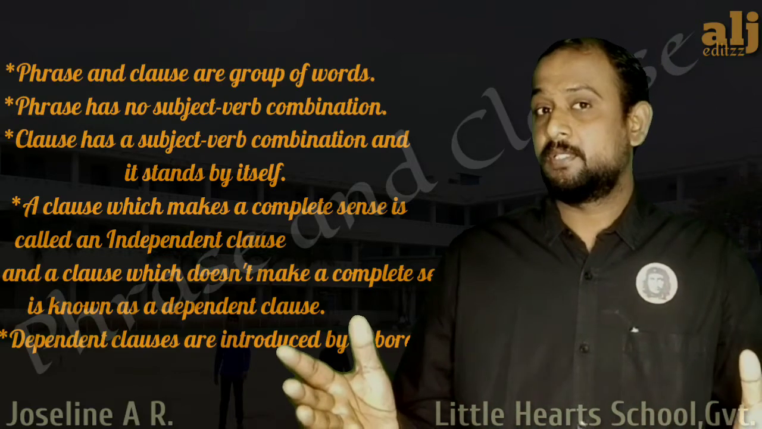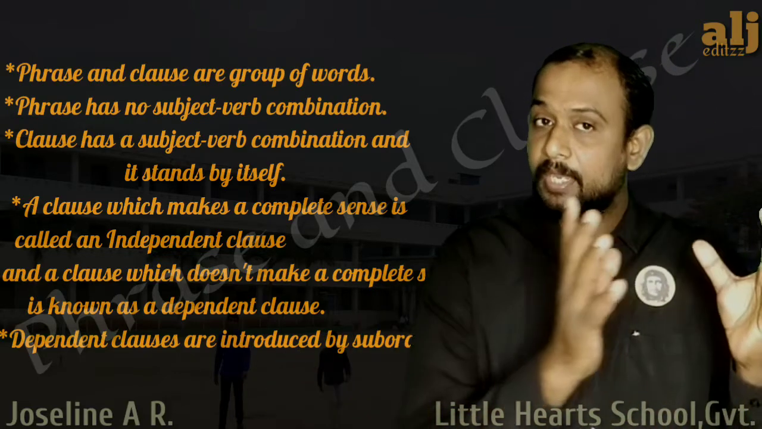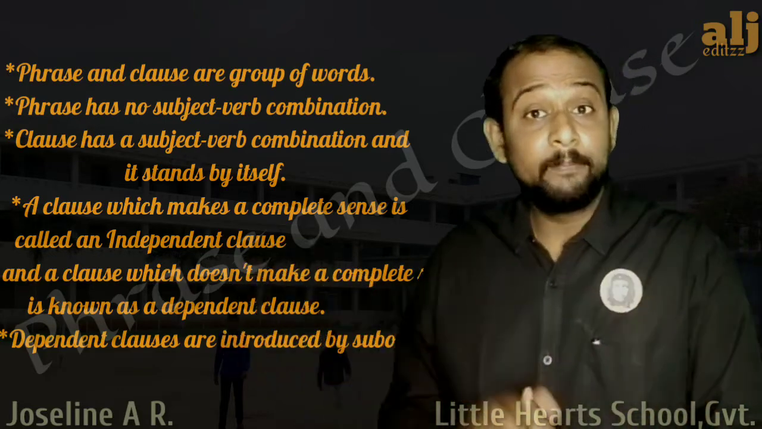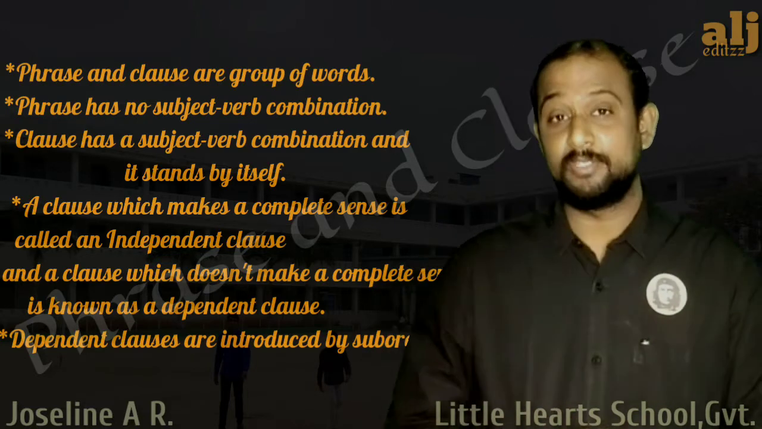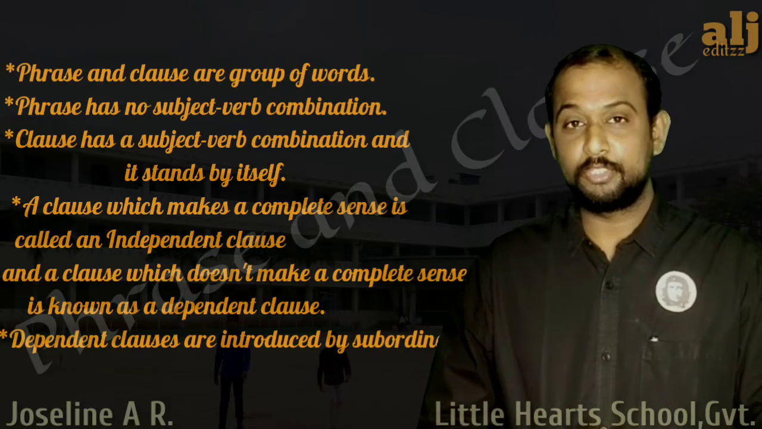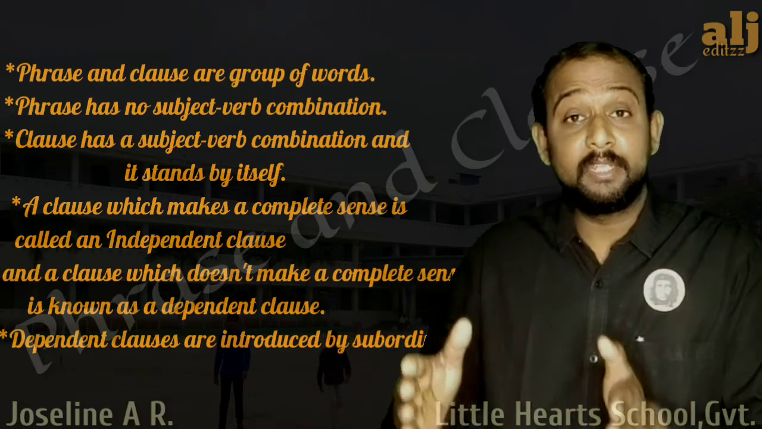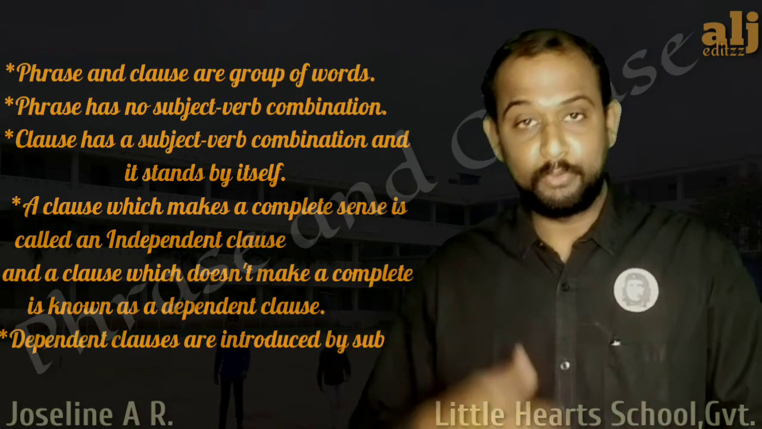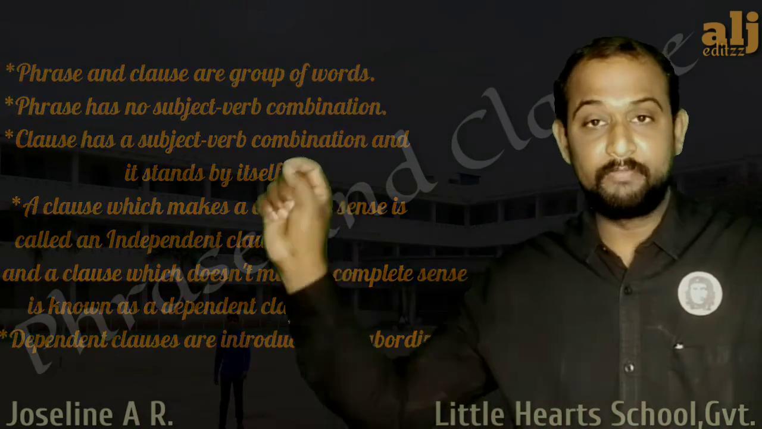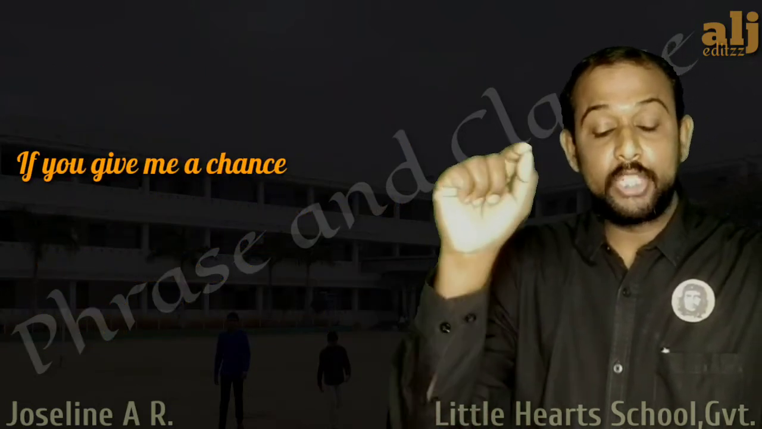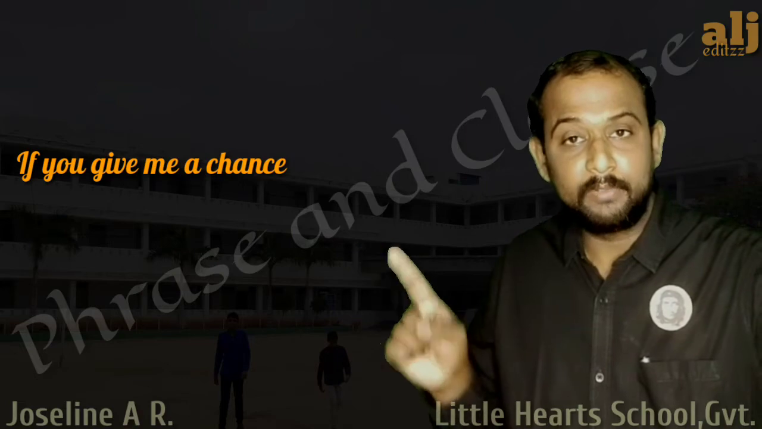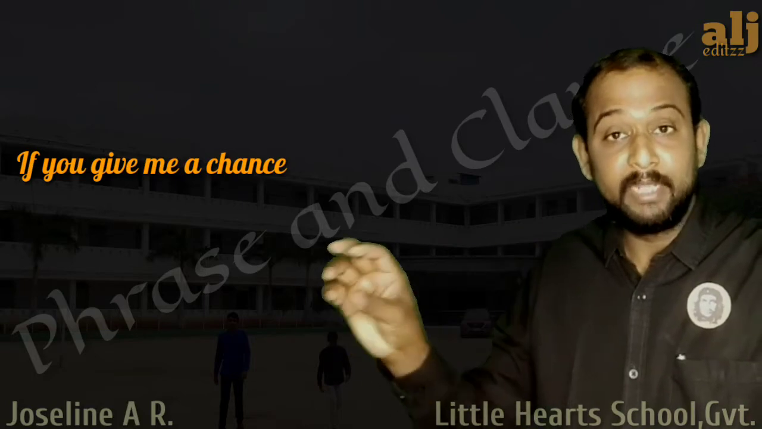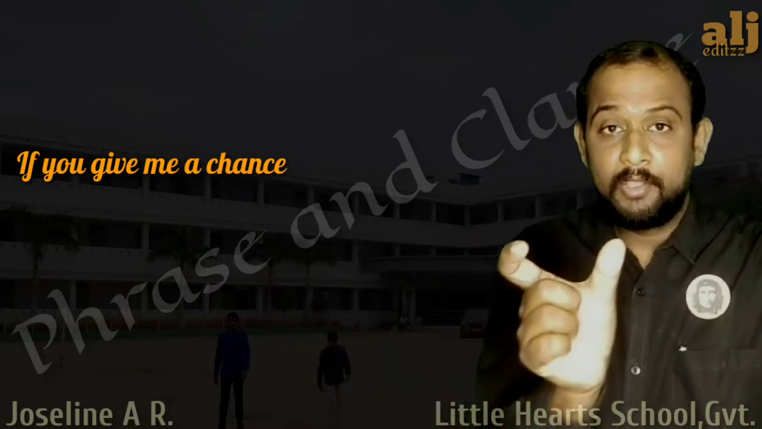And all the clauses are not of the same type. Some are dependent and some are independent. Dependent clauses are those which are introduced by subordinating conjunctions. Got the point, students? Because they need one more clause. A dependent clause needs one more clause for its completion, to make it a complete sense. For example, look at the 5th one. If you give me a chance, it is a subordinating clause. It is a dependent clause. It will become a complete, meaningful statement when one more clause is added to it.